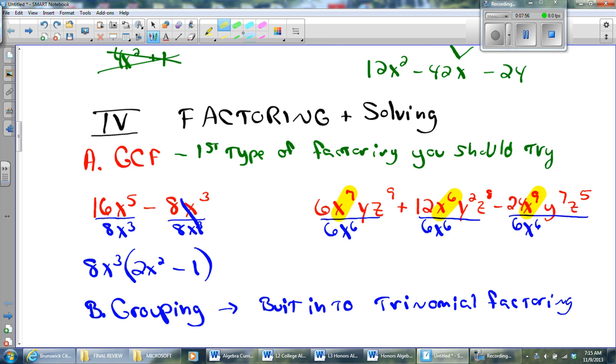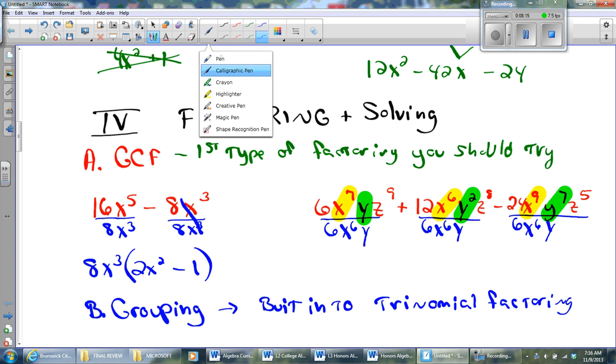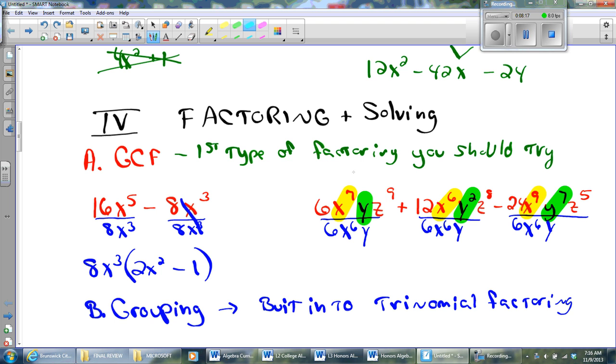All right, the y's, got a y there, a y squared, and a y to the 7th. And so I will have a y as a part of my GCF. And then finally my z's, I have a z to the 9th, a z to the 8th, and a z to the 5th, which means z to the 5th is a part of my GCF. All right, so I'm going to pull that out.